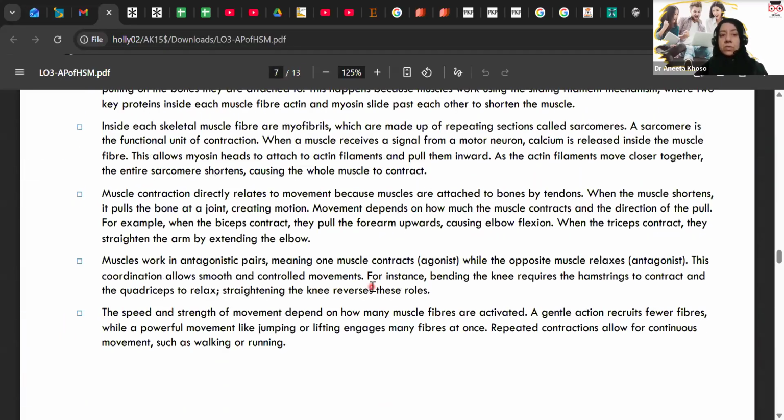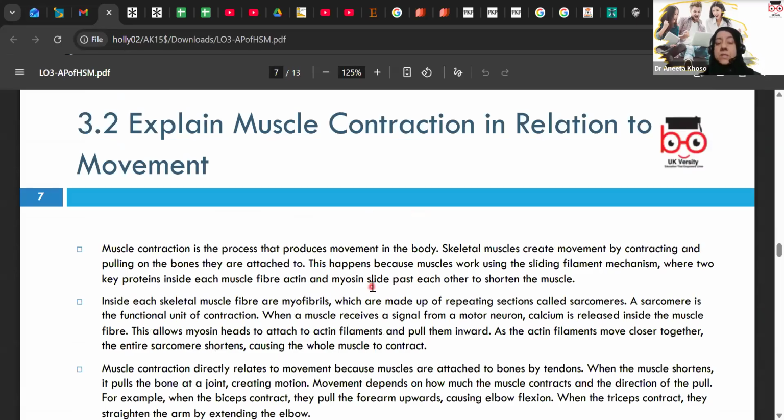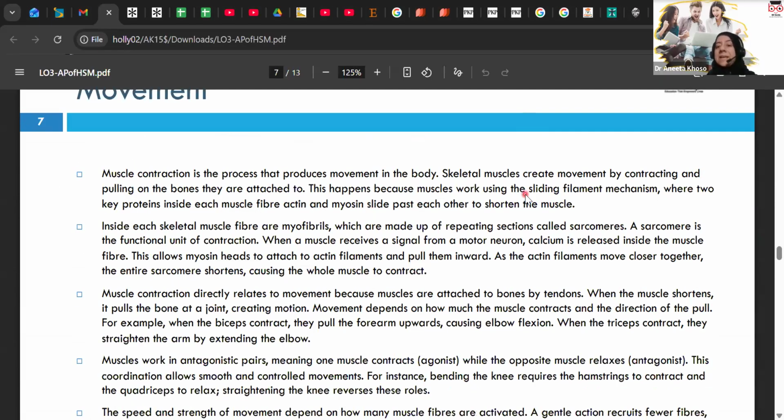So I'll explain muscle contraction in relation to movement. How does that help? Muscle contraction is a process that produces movement. Skeletal muscles create movement by contracting and pulling on the bones that they are attached to. This happens because muscles work using the sliding filament mechanism. There are two key proteins, actin and myosin, which I had mentioned earlier.